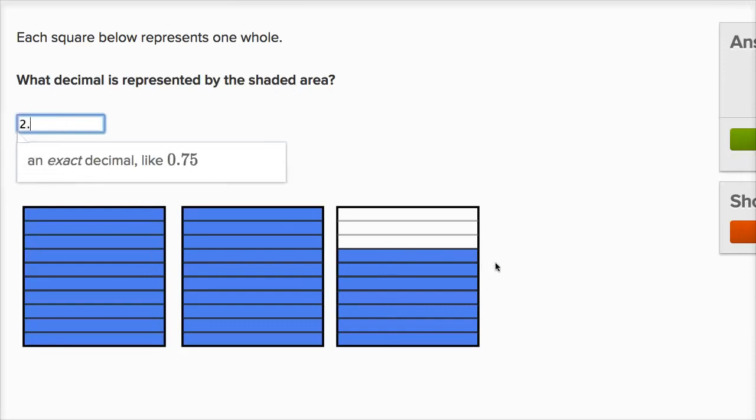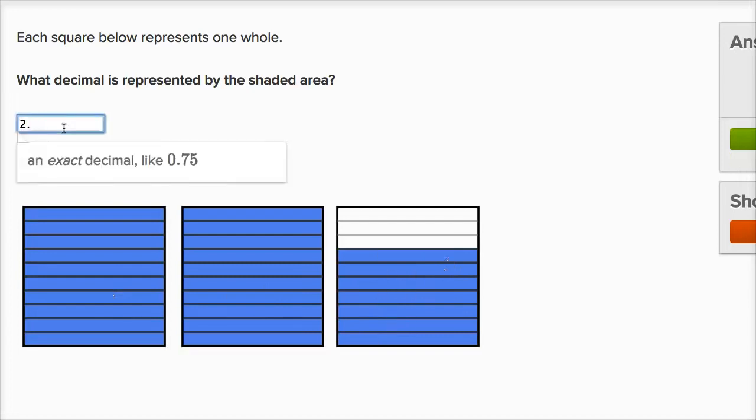And let's think about what we have over here. This is 1 whole, 2 wholes. And then over here, we've taken a whole and we've divided it into 1, 2, 3, 4, 5, 6, 7, 8, 9, 10 equal sections. So we've divided it into tenths. Each of these bars is equal to a tenth, and we have 7 of them shaded in. 1, 2, 3, 4, 5, 6, 7. So this right over here is 7 tenths. So this is going to be 1, 2, and 7 tenths.